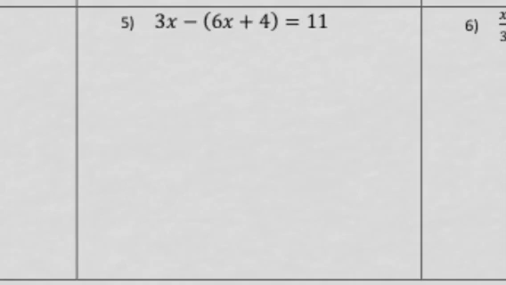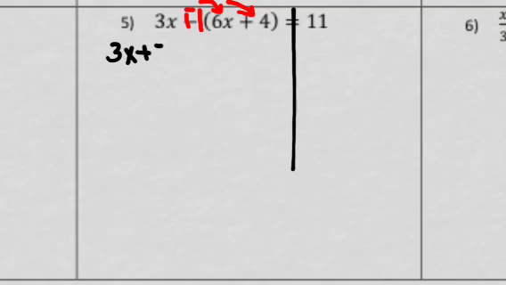Number 5 is one of the most commonly missed problems. Sorry, it's very common to get this one wrong. So again, we need to make sure that we put a -1 out front. I'm going to change that minus to be plus a negative. So I'm going to distribute a -1 to the 6x and a -1 to the 4. So I have 3x plus -1 times 6x plus -1 times 4. And then I'm going to work on simplifying that.